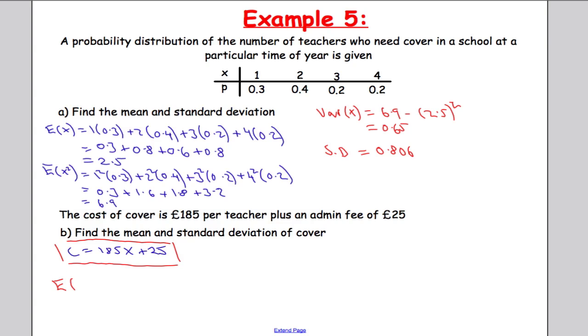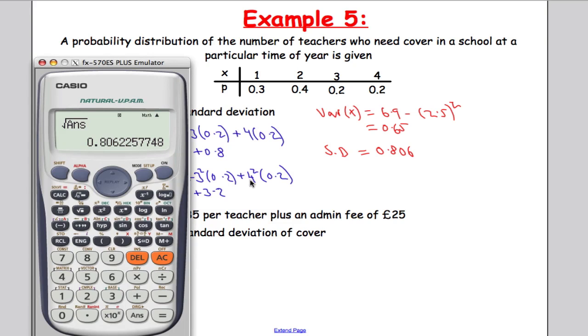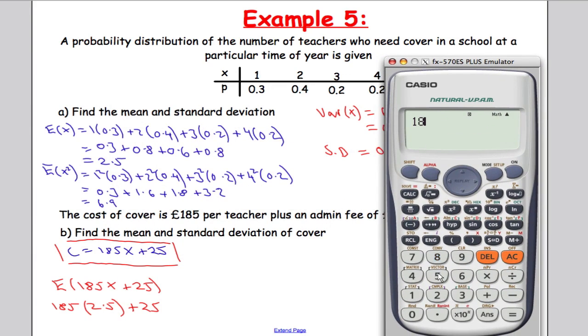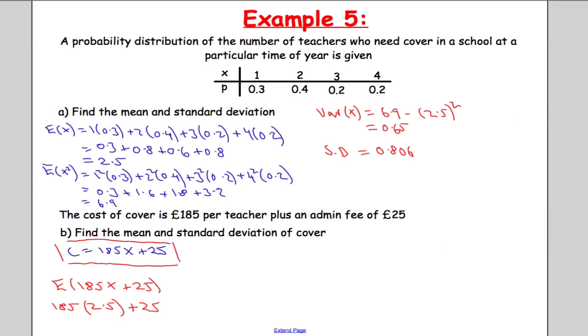So I need to work out the expected value of 185x plus 25. So that's going to be 185 times the expected value of x, which we worked out to be 2.5, plus the 25 at the end. So let's get the calculator out again. 185 times 2.5 plus 25 gives us 487.5. That's money we're talking about because it's cost, so I'll put my pound sign and a 0 here. So £487.50 is the average cost of cover.